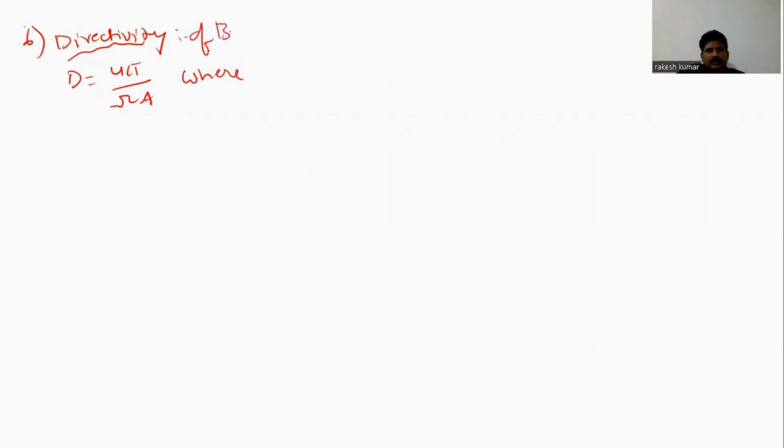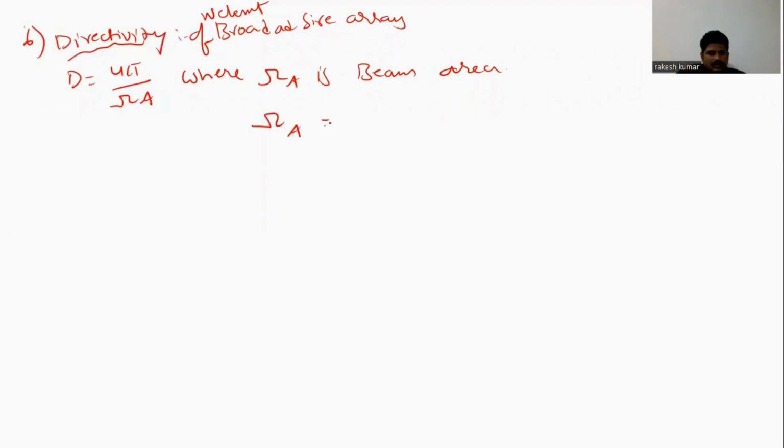The directivity of an N element broadside array, a very important one. So D is equal to 4 pi by sigma A, where sigma A is the beam area. You know the formula for beam area. What is the formula for the beam area? Beam area sigma A is equal to the integral of Pn d sigma.